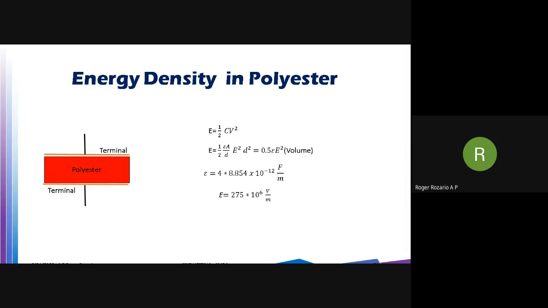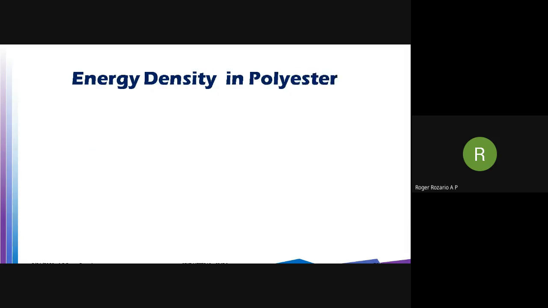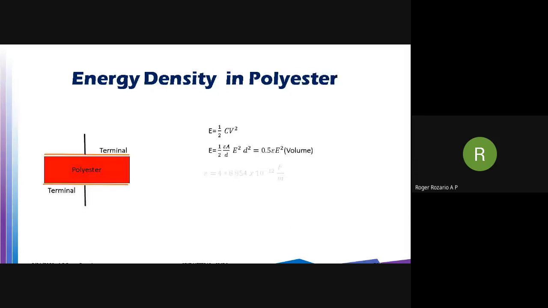So when you use these two expressions, you will get the energy density to be in megajoules. Previously, for air it was joules. Now it is megajoules, almost 10 power 6 times higher, 1.34 megajoules per meter cube. So per meter cube of polyester as a dielectric material, you can store 1.34 megajoules of energy, but this is theoretical. Don't get carried away with it.